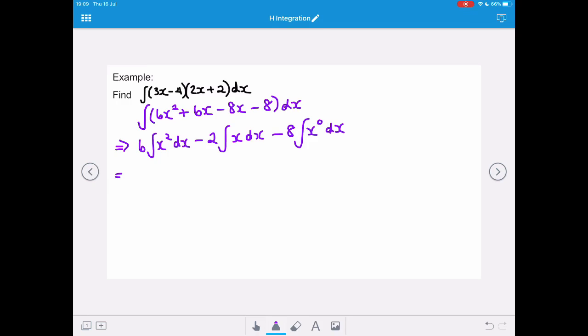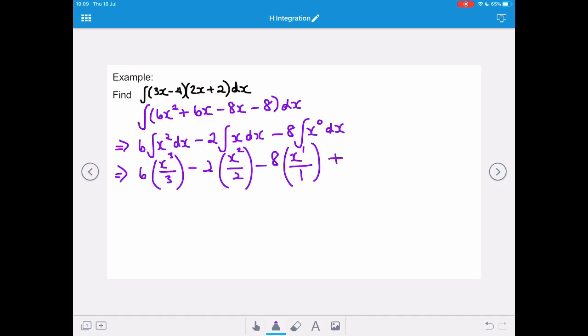And then we need to apply our rules of integration, which are raise the power, divide by the power. So we've got 6 multiplied by x cubed over 3, minus 2 multiplied by x squared over 2, take away 8 multiplied by x to the power of 1 over 1. And then remembering our plus c for our constant of integration because this is an indefinite integral.